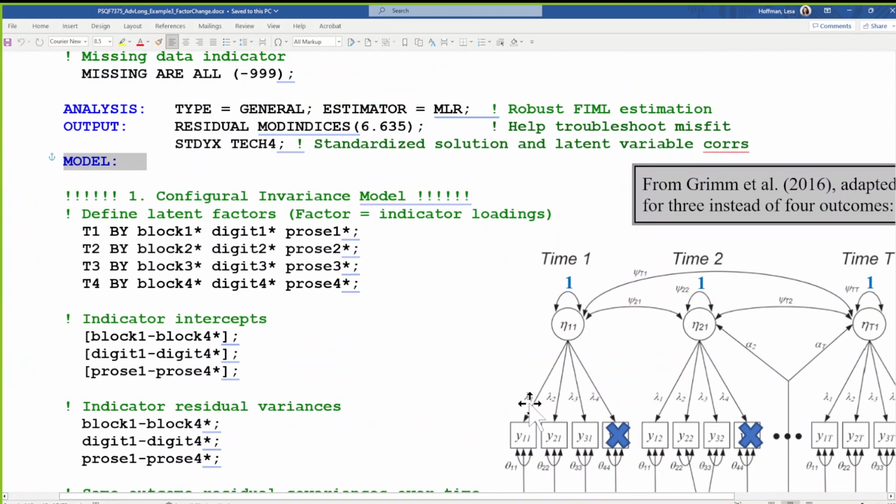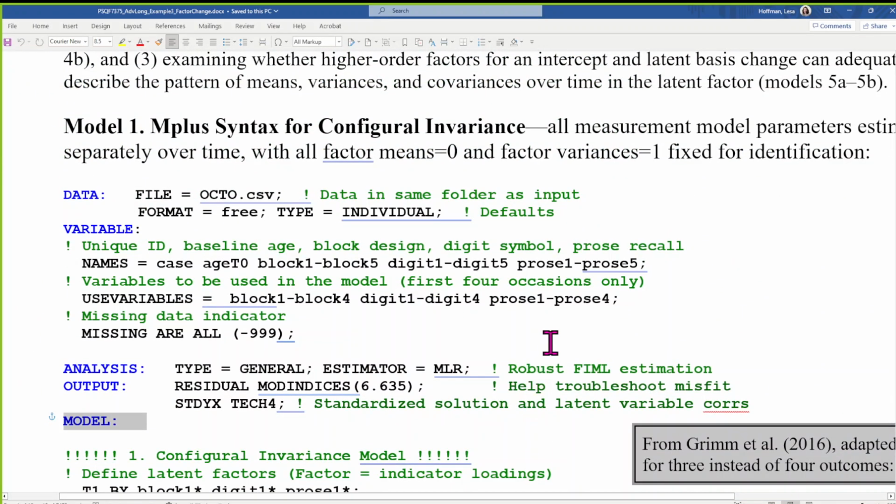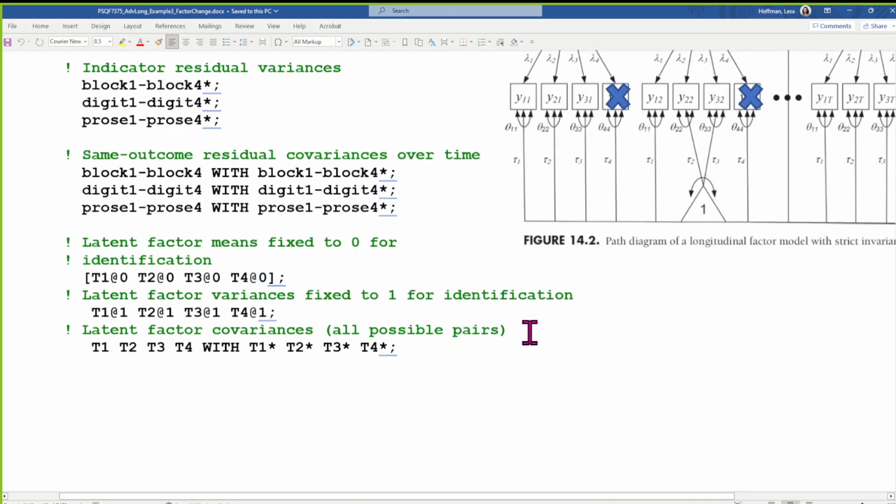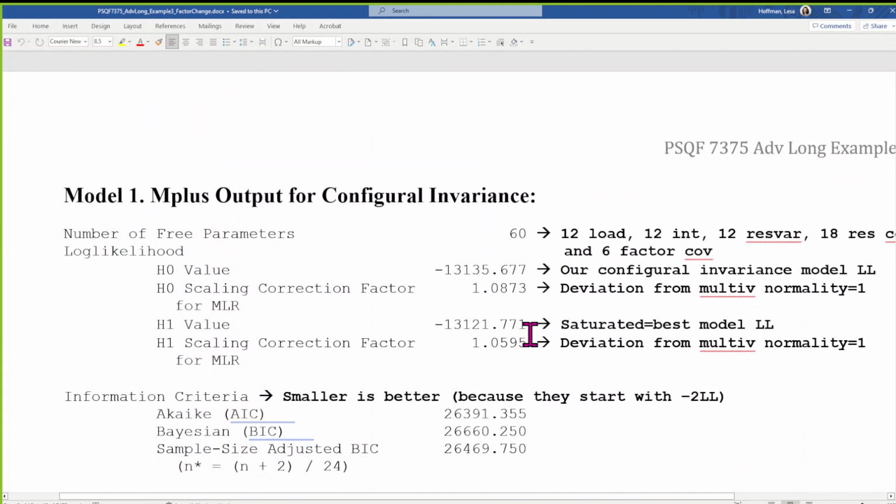Okay, so this is my configural invariance model. The purpose of this model is to just see whether the factor structure that I've put forth is reasonable and adequately recreates the means, variances, and covariances of the data. That's my job here. If it doesn't, basically I need to make it fit, or else it's game over.